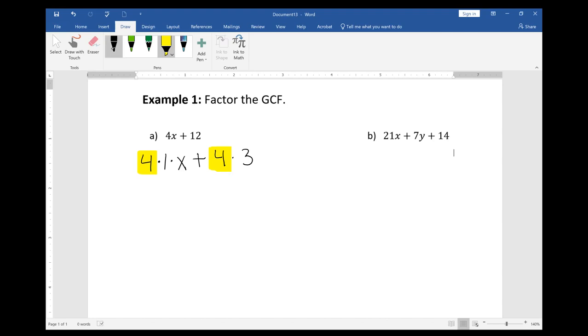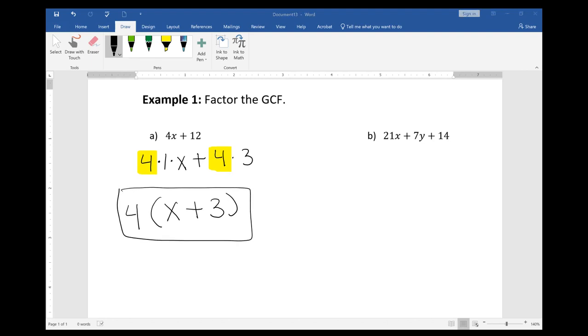So if we factor out the 4, how will our problem look like? We would have 4 outside, and in parentheses, we'll be left with the rest. 1 times x, which will give you x, and we will just be left with plus 3. So when we factor the greatest common factor out of 4x plus 12, our problem will be 4 times x plus 3.